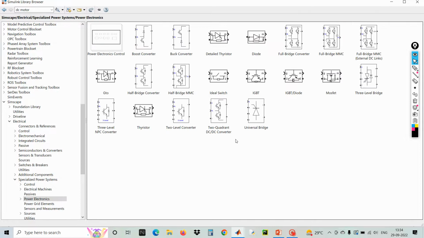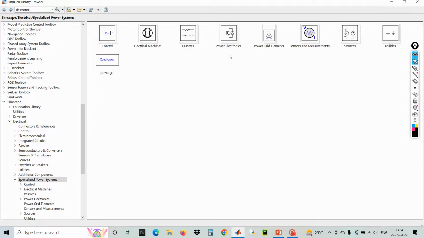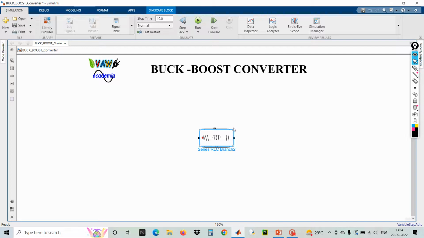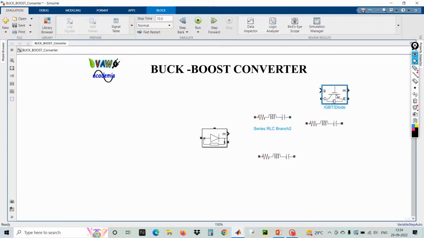I'm going to power electronics. I need a diode. I need a switch, IGBT bar diode as a switch. I need a inductor, capacitor as well as load resistor. So I'm going to passives. I'll choose series RLC branch. I need 3 number. I'm closing the library browser. First I will arrange the elements accordingly, according to the circuit.